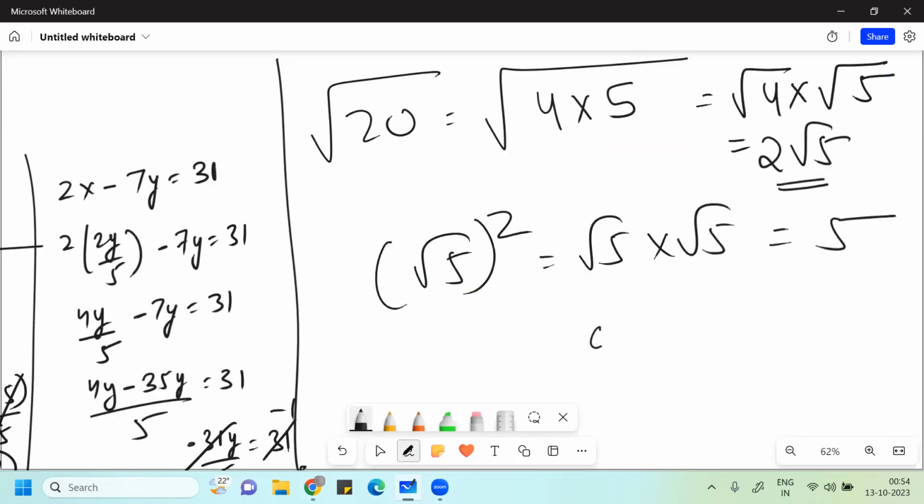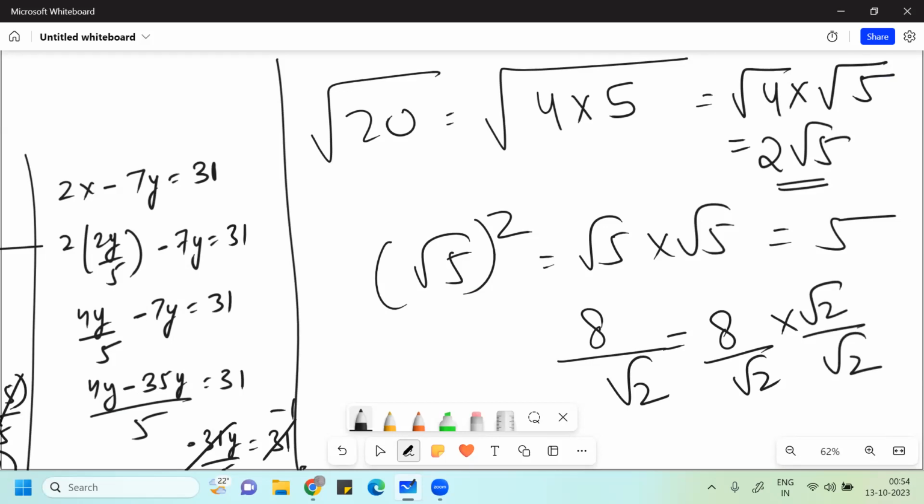Okay, what is the next? 8 by root 2. So whenever you find something in square root in your denominator, we try to rationalize it. How do we rationalize it? By multiplying the same value with both numerator and denominator. If you do like this, this is called rationalization. So you'll get 8 root 2 by 2. So this will give you 4 root 2. Simple. Clear, everyone? So these are very basic concepts, and you should know how to solve them.